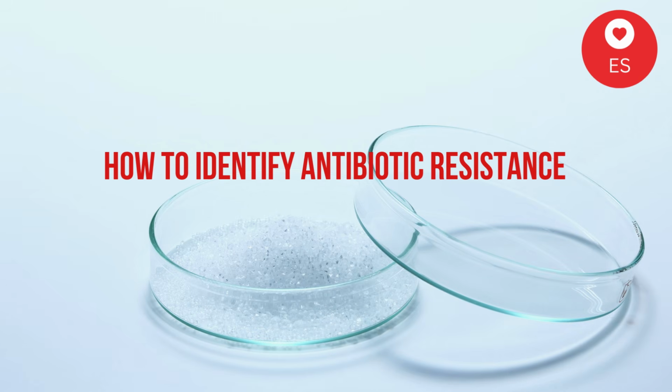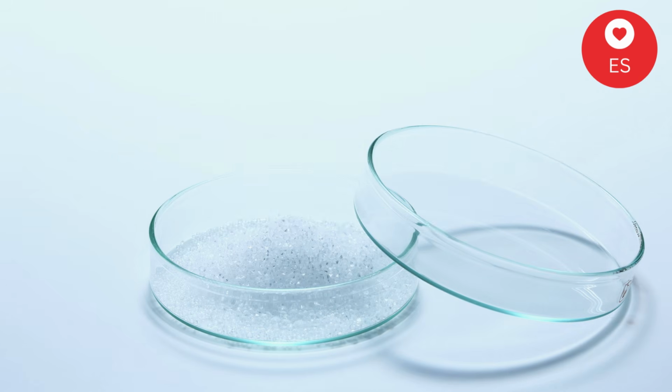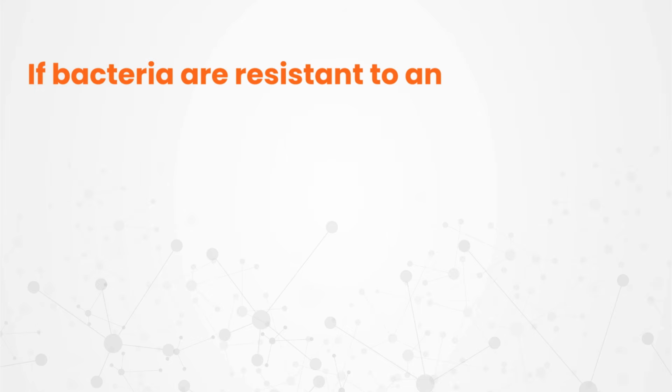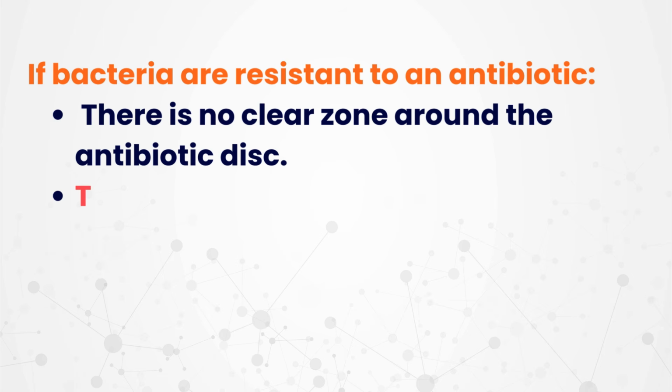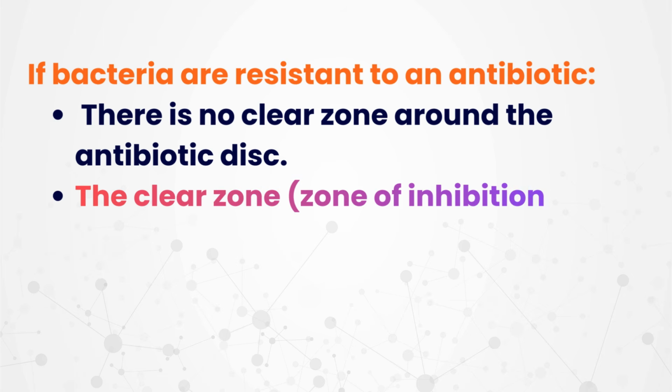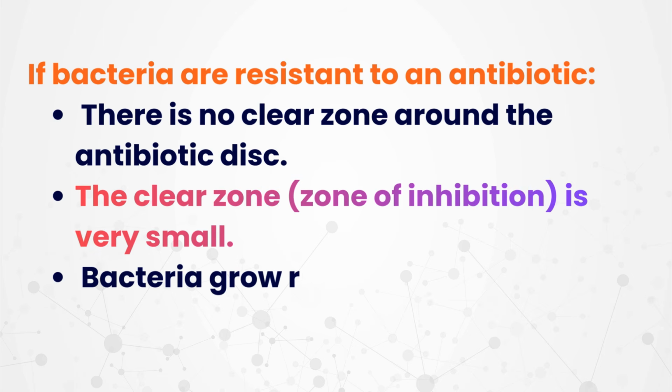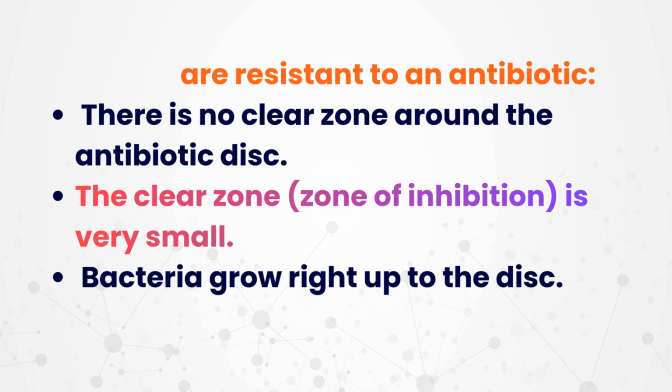How to identify antibiotic resistance? If bacteria are resistant to an antibiotic, there is no clear zone around the antibiotic disc. The clear zone of inhibition is very small. Bacteria grow right up to the disc.